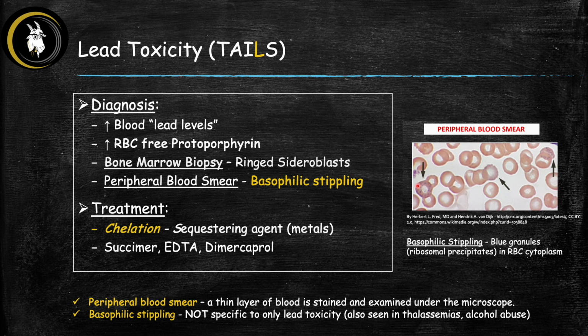And these are actually little ribosomal precipitates. And these happen because the normal process of red blood cell maturation is disrupted due to the poisoning. So these red blood cells can't completely clear out their ribosomes, and it's going to be left in there, and you're going to see that on the peripheral blood smear.